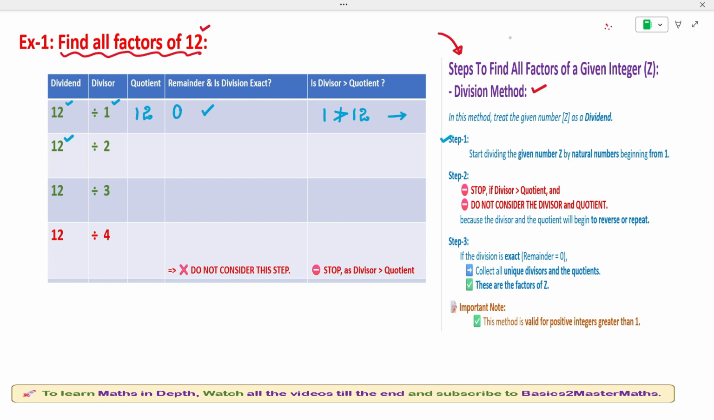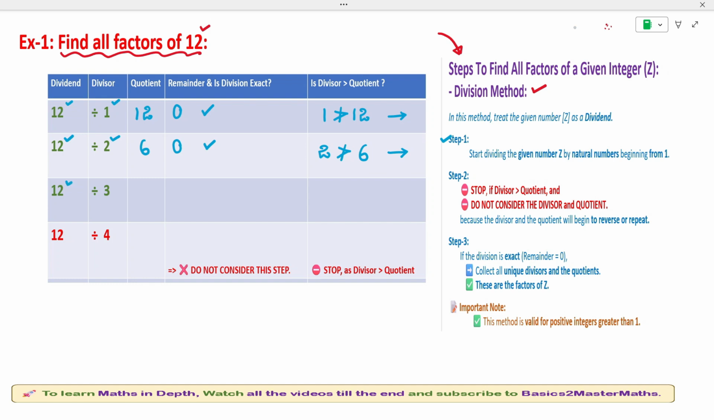When we divide 12 by 2, we get 6 as the quotient and 0 as the remainder. So, this division is exact. In this case, the divisor 2 is not greater than the quotient 6. So, move to the next step.